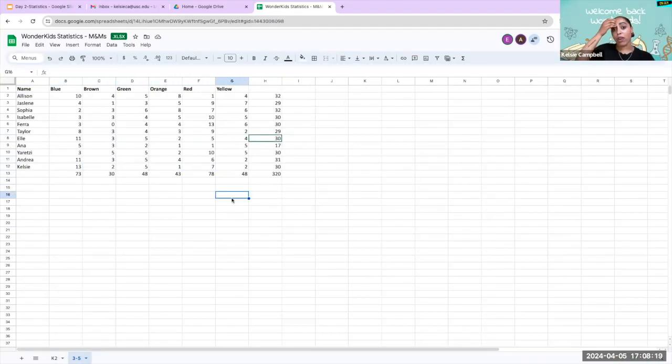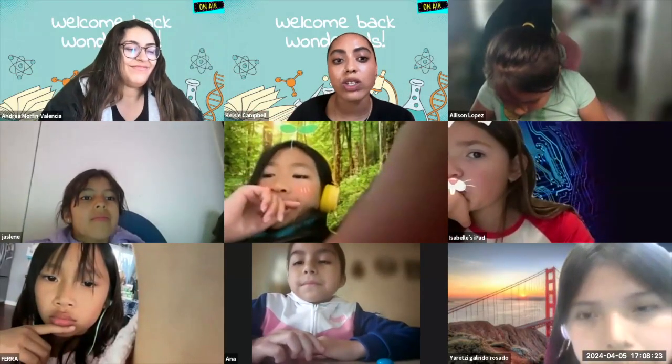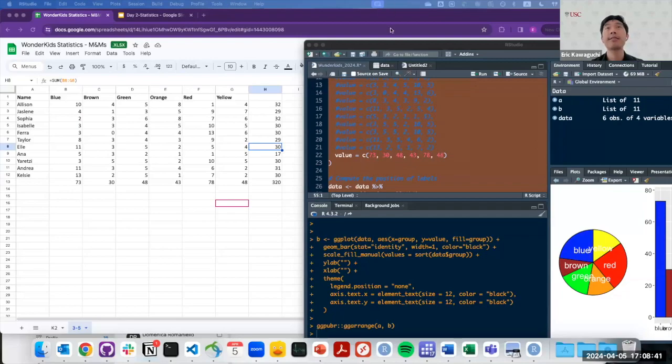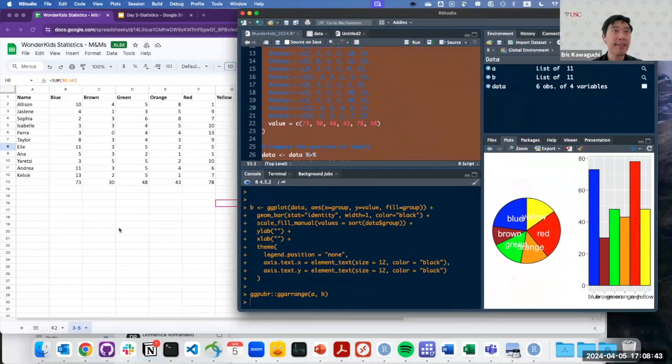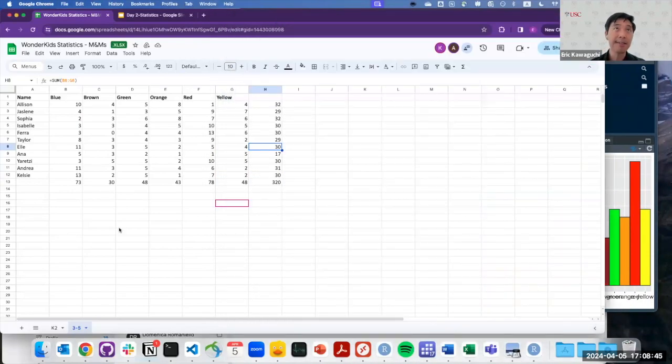Hand it back over to Dr. Eric, and he's going to show us what we can do with this data. All right, so here, I got everybody's data here. It's all collected. We could do a lot of things with these M&Ms, right? And I think this is a really fun experiment because obviously everybody likes candy. So I think it's really nice to have an example that involves candy.